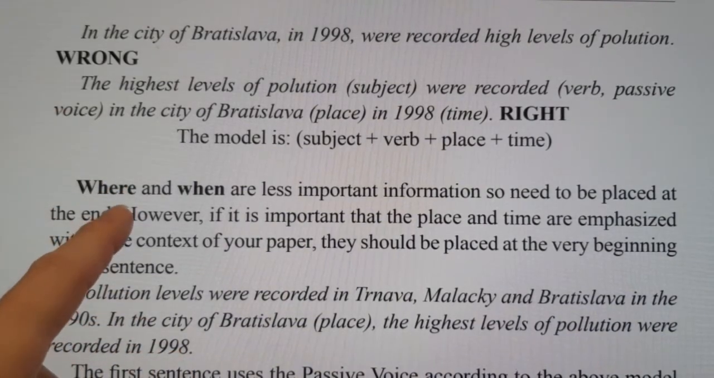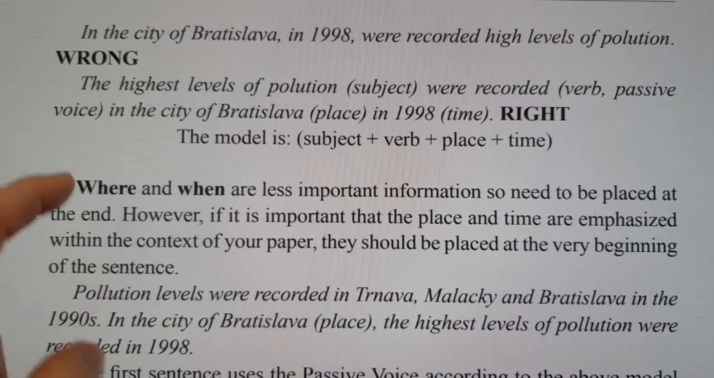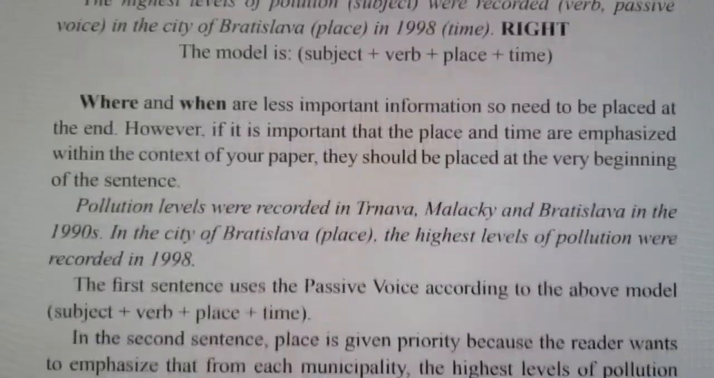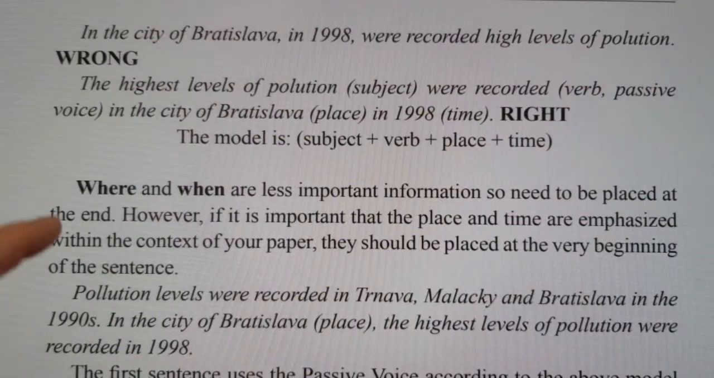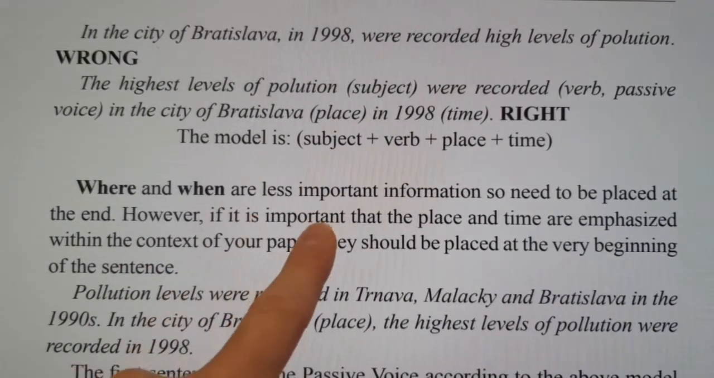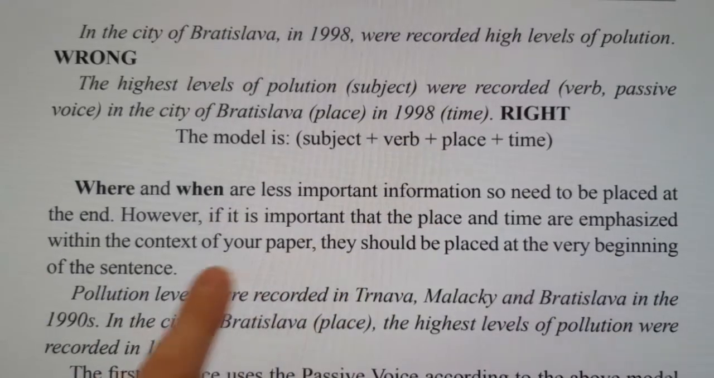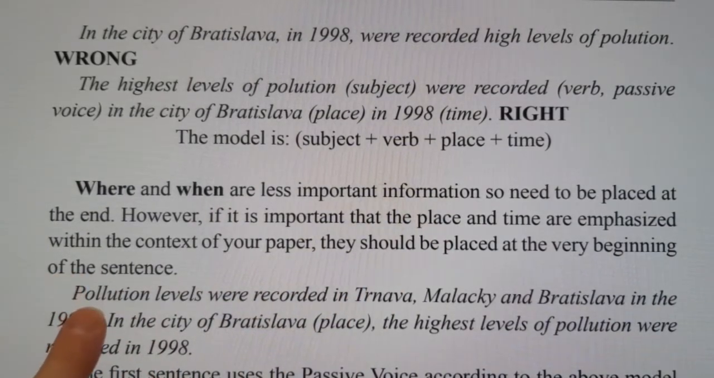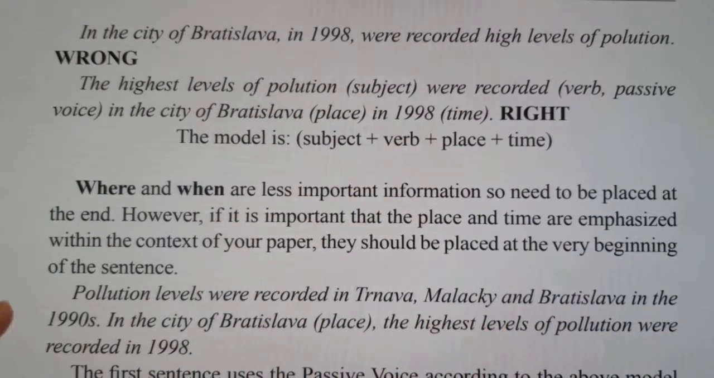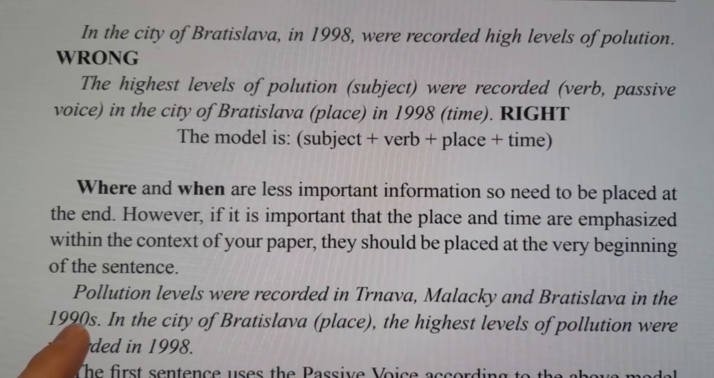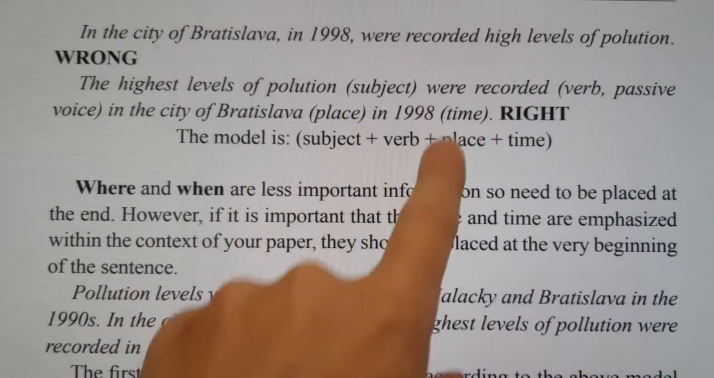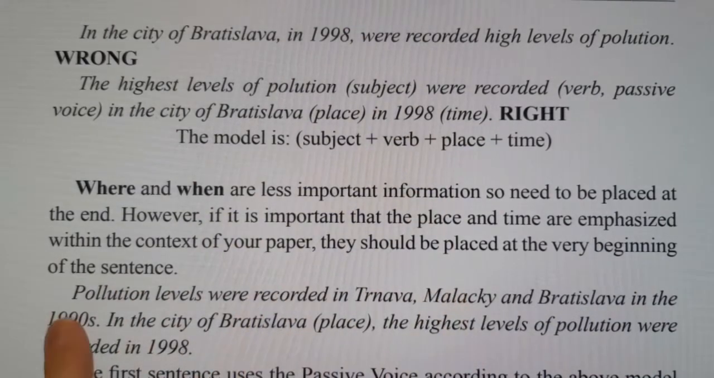But sometimes you might want to put it at the beginning of the sentence. Sometimes that does happen. If place and time are important, they can be placed at the very beginning of the sentence. So for example, "Pollution levels were recorded in Trnava, Malacky, and Bratislava in the 1990s." This is the classic subject, verb, place and time.